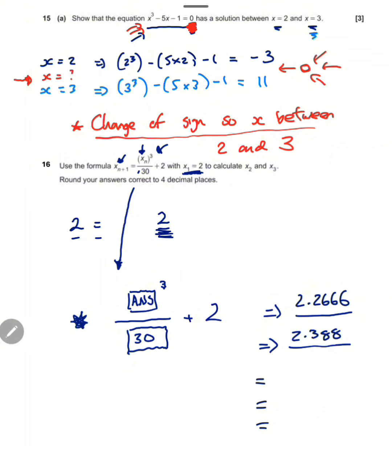2.388. We could keep going, we don't need to. This is x2 and x3. If the question was solve the equation, you just keep smashing equals until your number stops changing. And here you have to do it about 10 times. Your actual solution comes out at 2.55. We don't need to go this far.